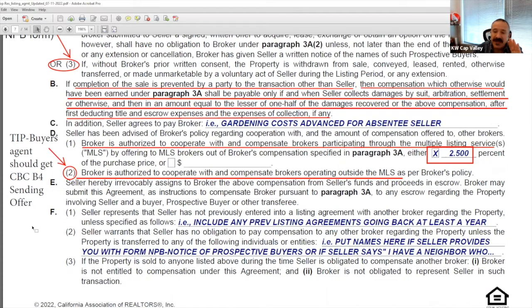Likewise, if you are listing a property in Metrolist and another agent from outside Metrolist jurisdiction submits an offer to you, I would say you want to at least get a CBC form signed, preferably before you get the offer, but at least during escrow. That way there's no disputes as to what the commission should be, how much it should be, what percentage or whatever. It just keeps everything in compliance, which is what we are always looking for.